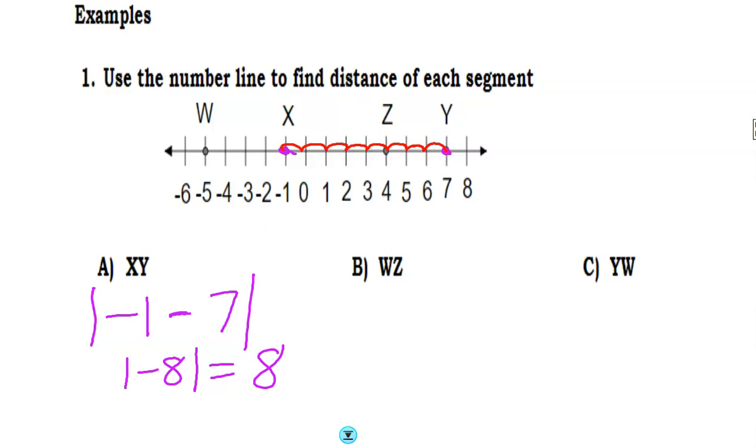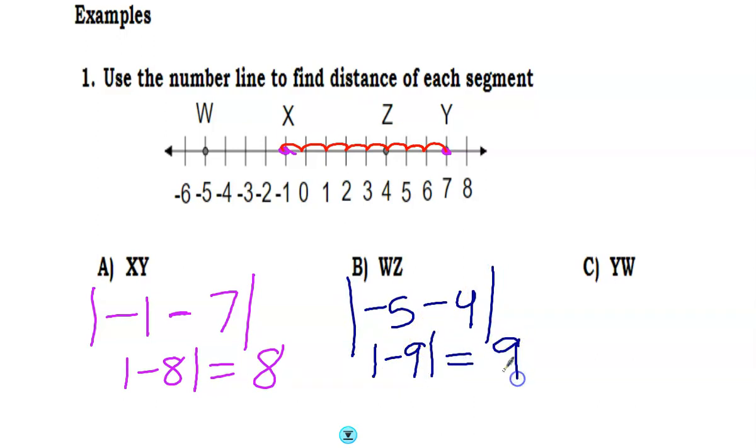All right, the next one, wz. So I have negative 5, and then I'm going to z minus 4. I'm finding the difference between them. I would get negative 9. When it comes out of the absolute value, it becomes positive 9. All right, I want you to try c of yw.